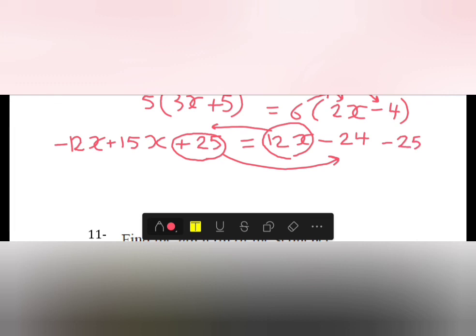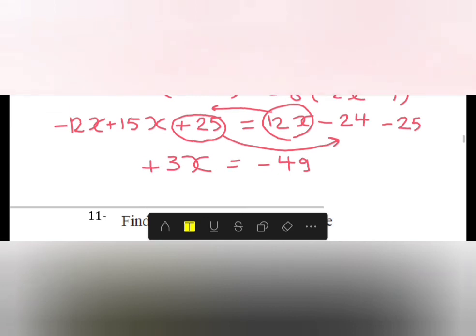So here first we have negative 12, positive 15. When I put it in the calculator, it's going to give me the sign of the bigger number, which is 15. So it's going to be positive 3. Very good. Because 15 minus 12 equals 3. And x. And then I put the equal sign. Now, the other part here, I have negative 24 and negative 25. So it's going to be negative because they have the same signs. So we're going to add them. 49. Very good.